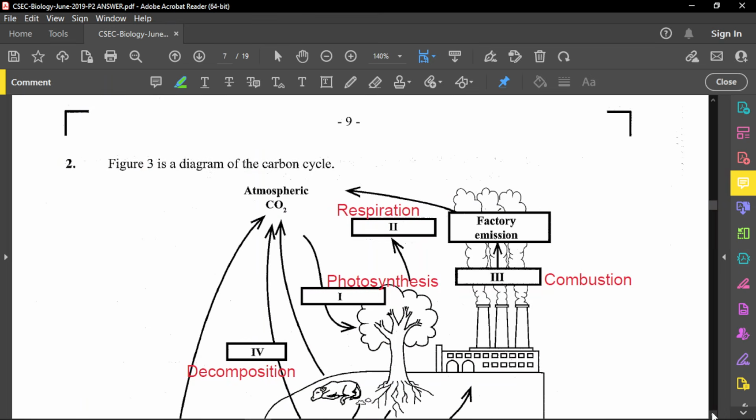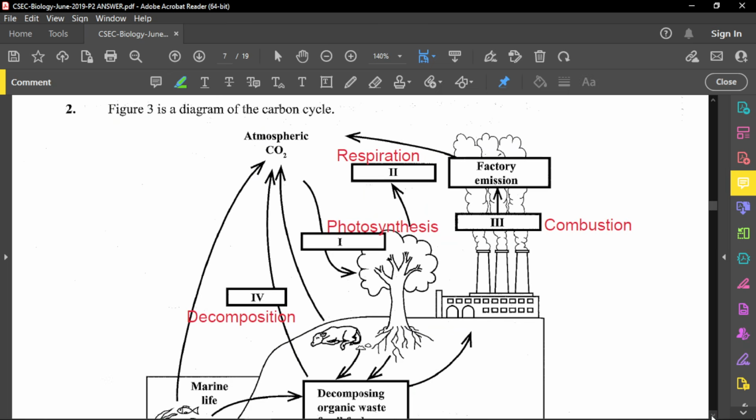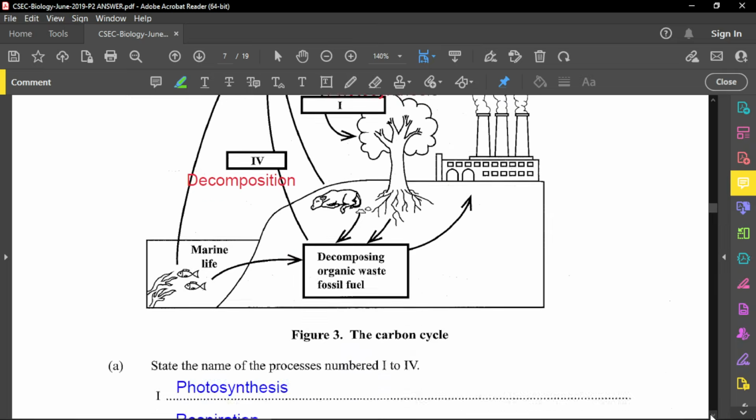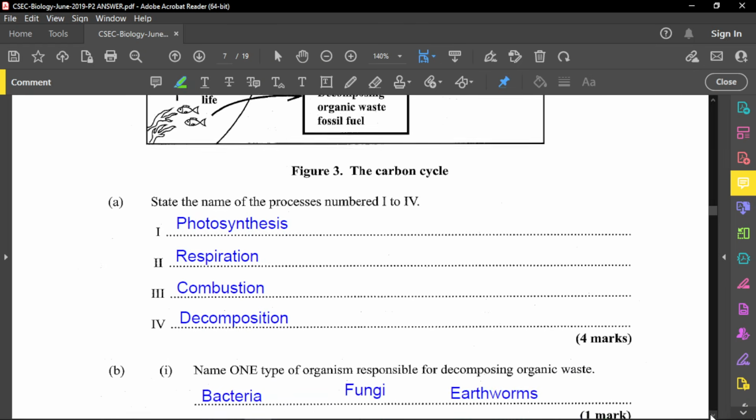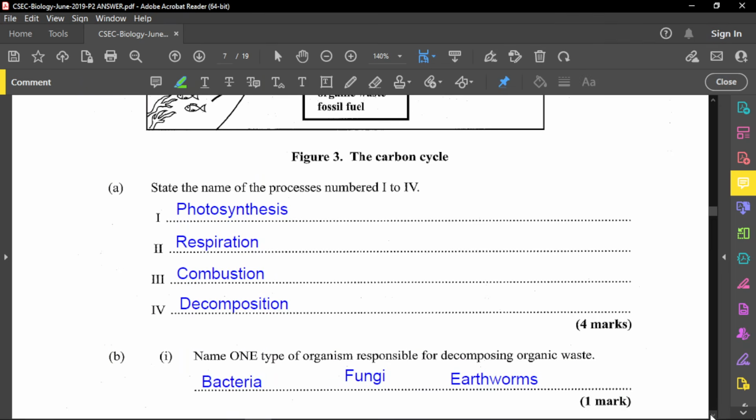Now for question number 2, figure 3 is a diagram of the carbon cycle, right? And I kind of labeled some of these processes already. So when you go through, it's going to be easy. You have combustion, you have photosynthesis, you have respiration, you have decomposition. All right, and here are the names of the processes numbered 1 to 4. Again, you can go back to the chart and you will see them. Photosynthesis, respiration, combustion, decomposition, right?